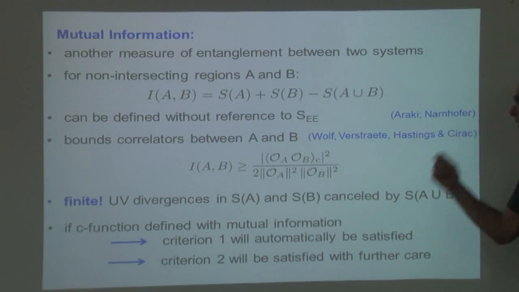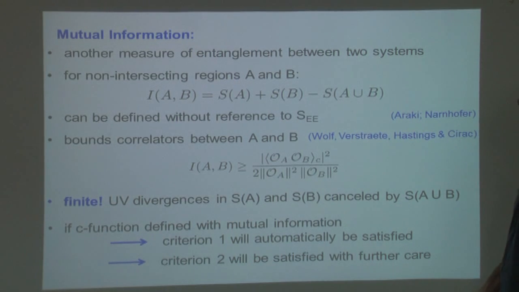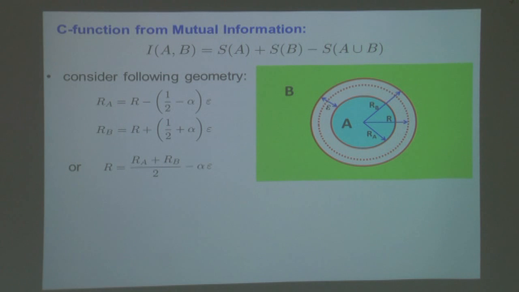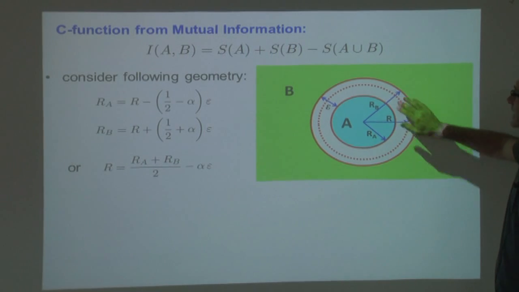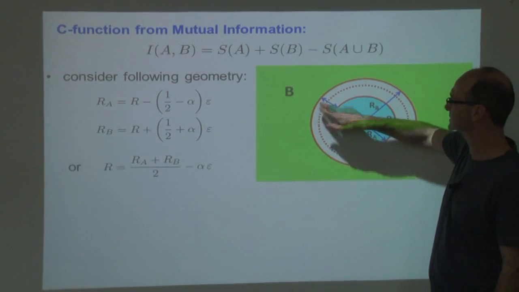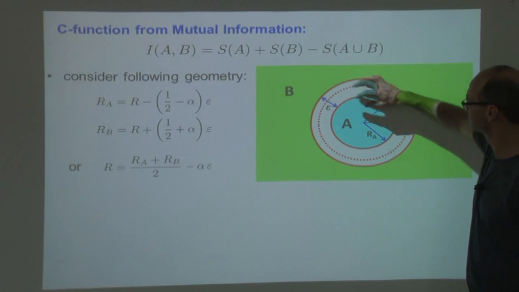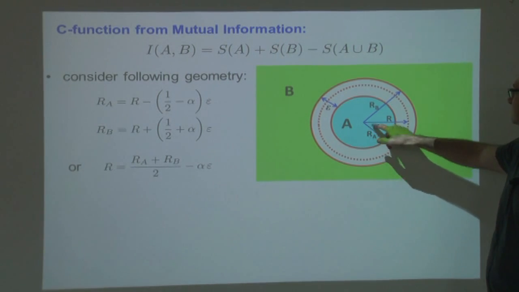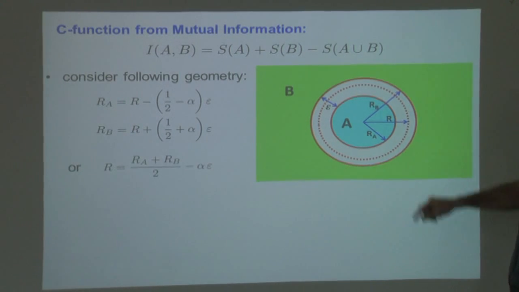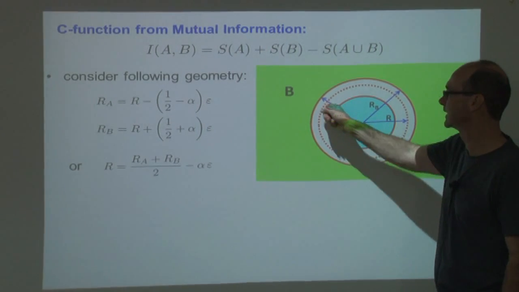Okay, so the claim is that our first criterion is automatically going to be satisfied, but with a little bit of work, we can also satisfy the second criterion. So here's the construction I want to propose. We take the mutual information for region A being the interior of this circle of radius RA. We take region B to be the exterior of this region of radius RB. They're slightly displaced by some separation epsilon, and I'm going to define some radius R in the middle somewhere using these equations, so that my basic variables are going to be R and epsilon.